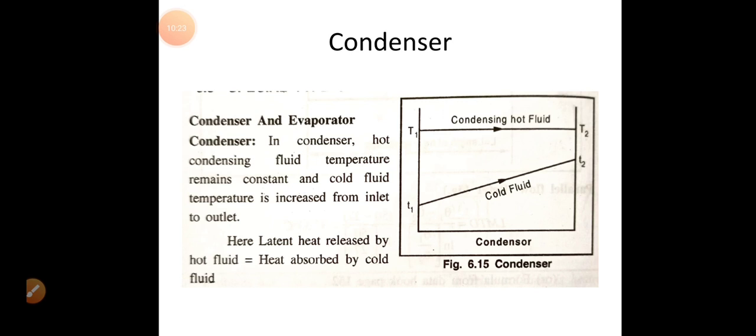Next type is condenser. In a condenser, the temperature of the hot condensing fluid remains constant and the temperature of the cold fluid is increased from inlet to outlet. In this diagram, the constant temperature of the hot condensing fluid is represented by a horizontal straight line and the increase in temperature of the cold fluid is represented by a slanting line from left to right. Here the latent heat released by the hot fluid is equal to the heat absorbed by the cold fluid. Condensers are mainly used in air conditioning systems, or fridges, that is refrigerating units, etc.